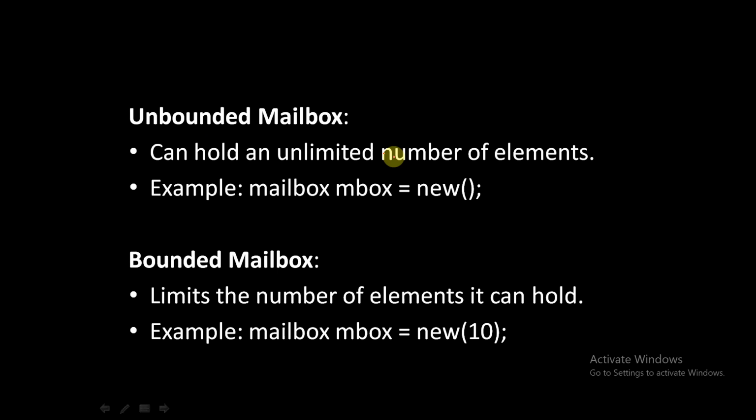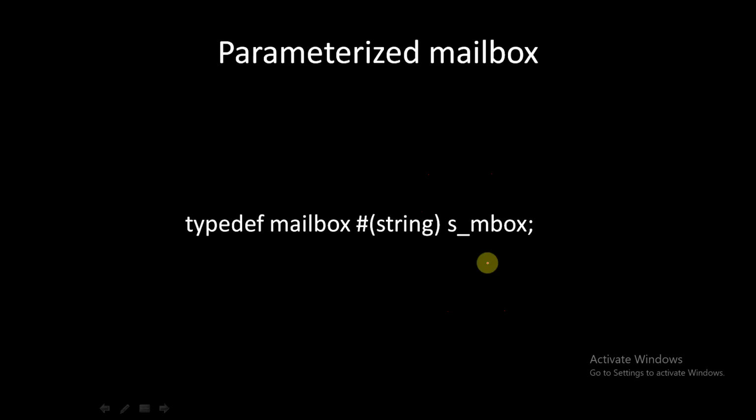So this is the syntax for unbounded mailbox, where we are not specifying any number of elements, whereas this is the syntax for bounded mailbox, where we specify the number of elements which should be present in the mailbox. And we can also parameterize our mailbox. In this particular example, this mailbox s_mbox can contain only one type of data, which is called string. Okay, so this mailbox can contain only string data types. Okay, so this is how we can parameterize our mailbox using the parameterized mailbox.